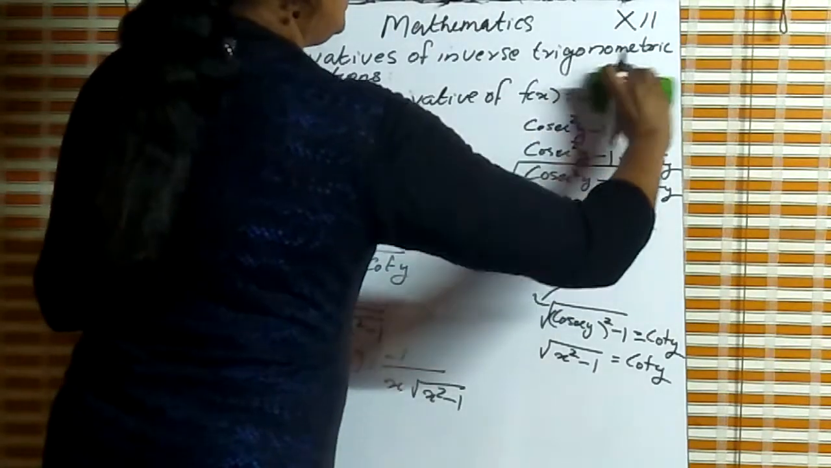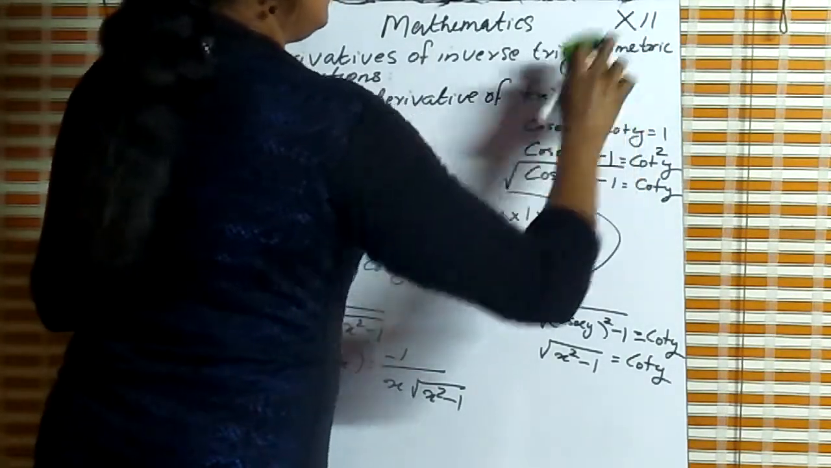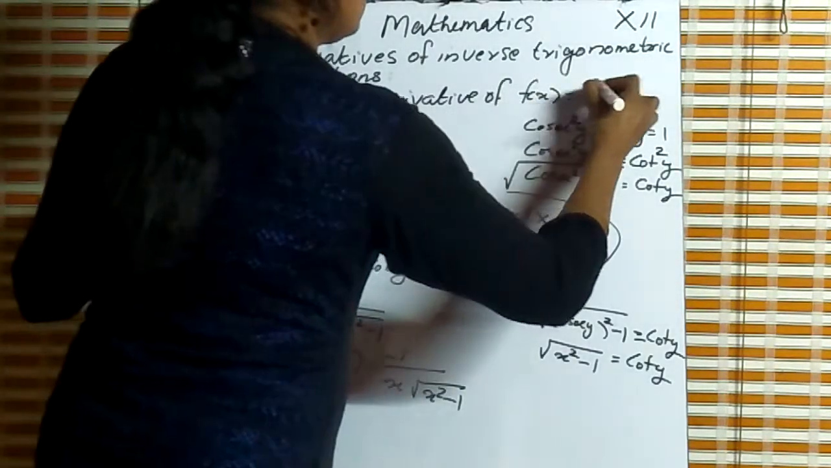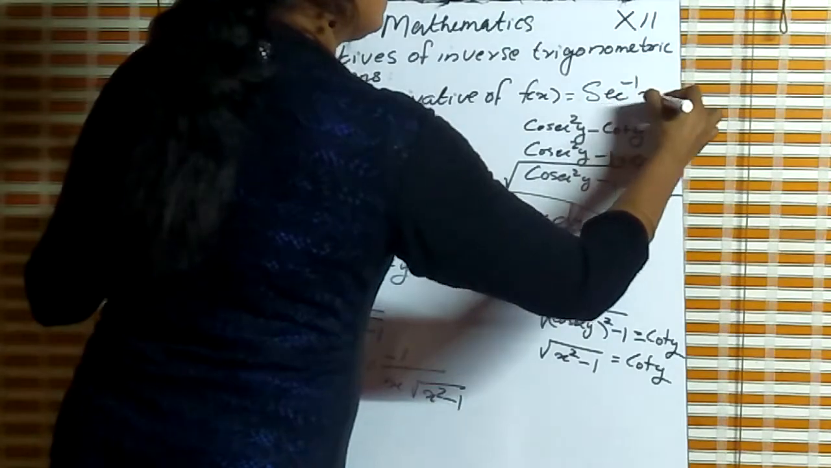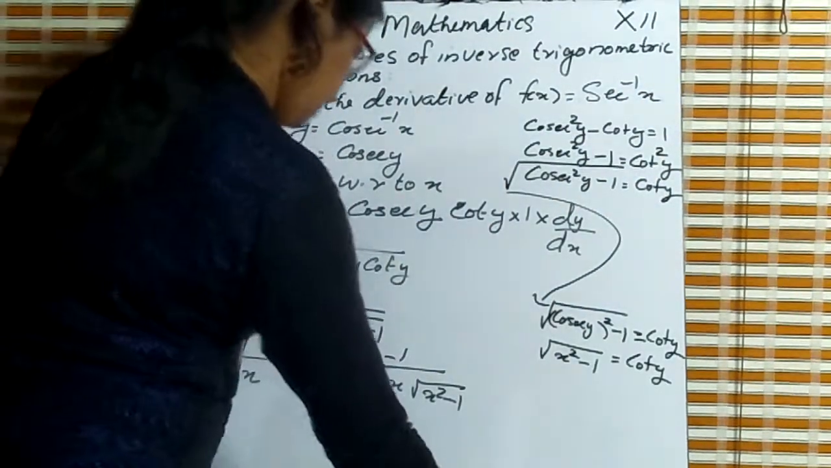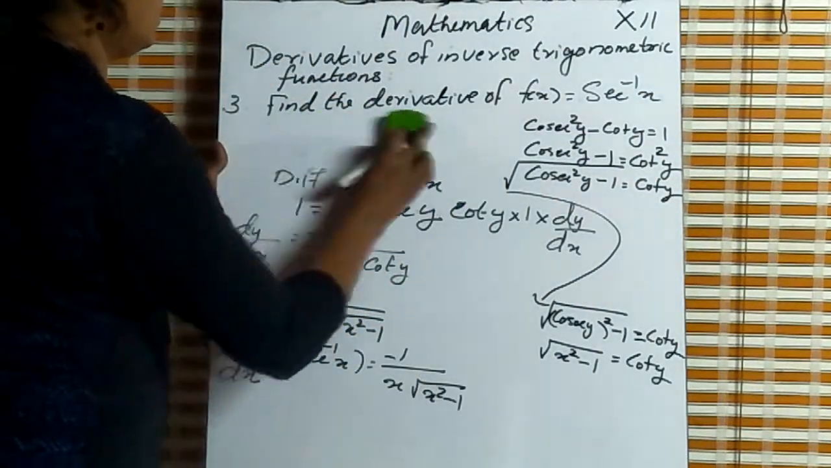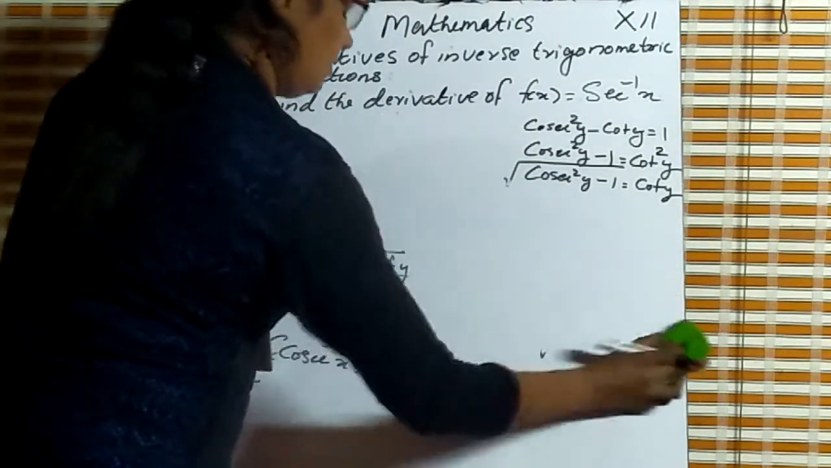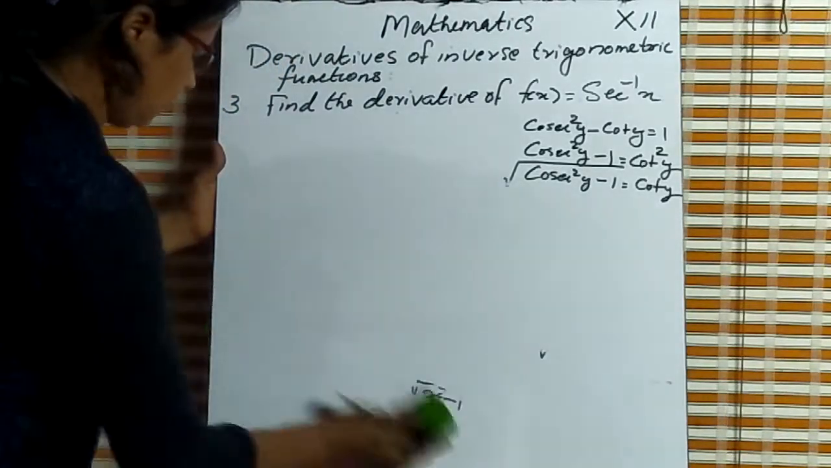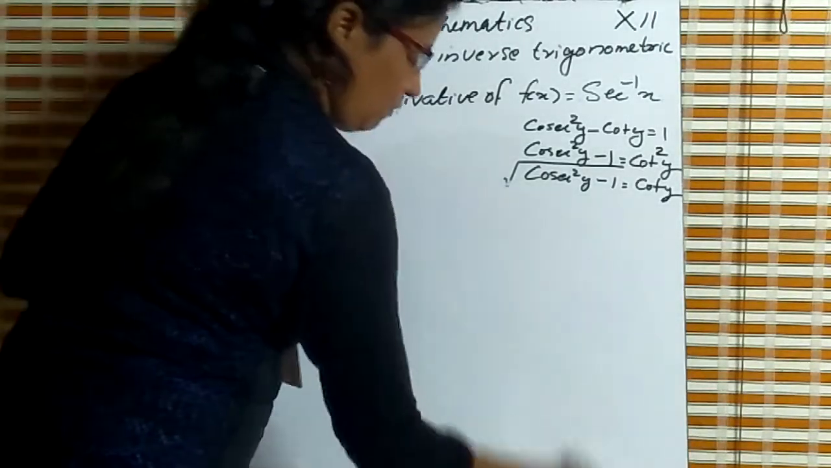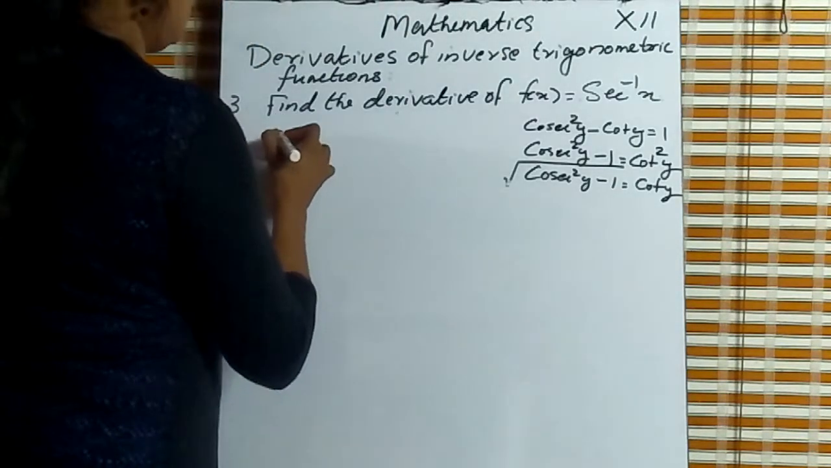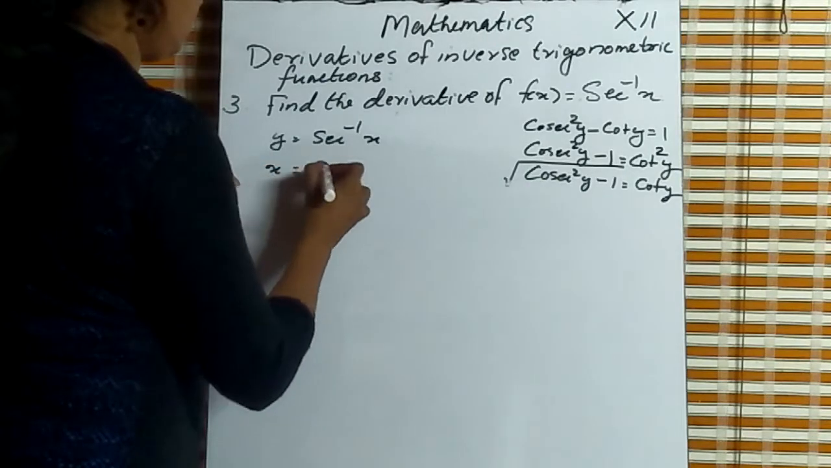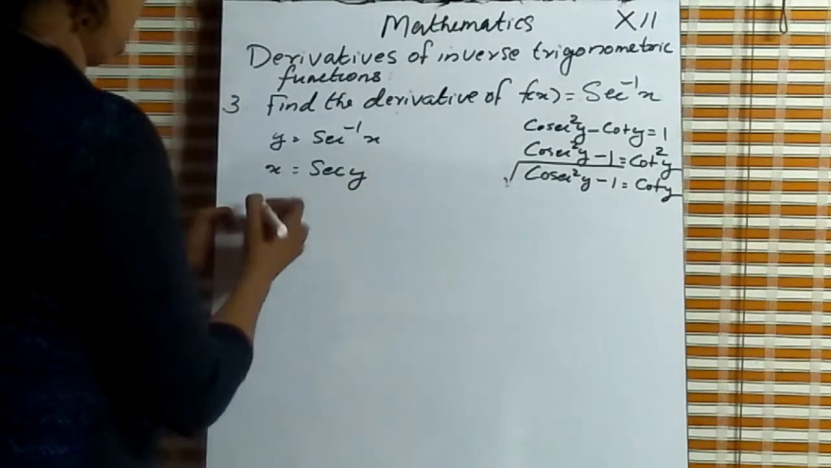Then find the derivative of f(x) is equal to sec inverse x. f(x) is equal to sec inverse x means y is equal to sec inverse x, means x is equal to sec y.